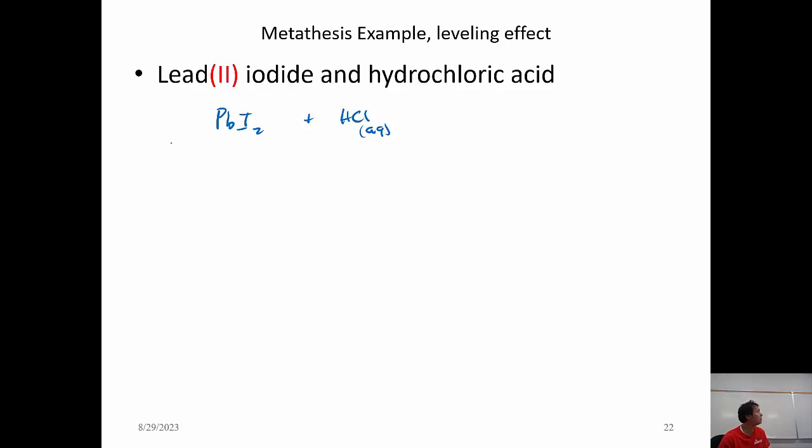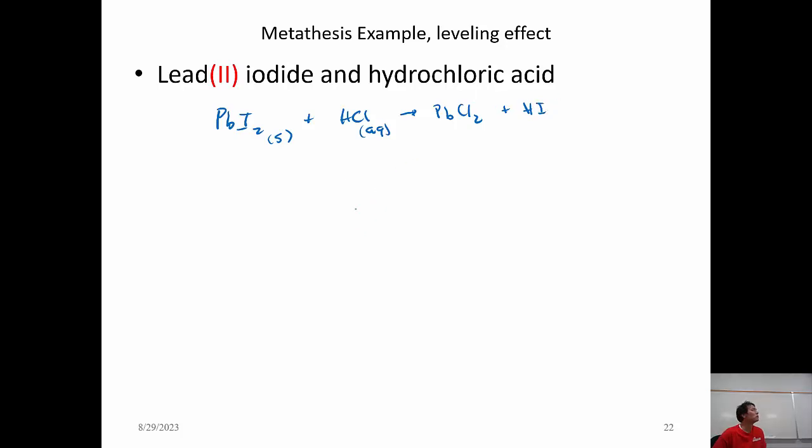If there's water around, will PbI2 dissolve? Chlorides, bromides, and iodides are all soluble, except for lead 2. And so this is an insoluble solid, so we'll write solid here. So now we're going to take lead ions and pair them with chloride. If I take my lead and pair it with chloride, I'll form PbCl2. And I'll take my hydrogen ions and pair it with iodides, and it's going to form HI.